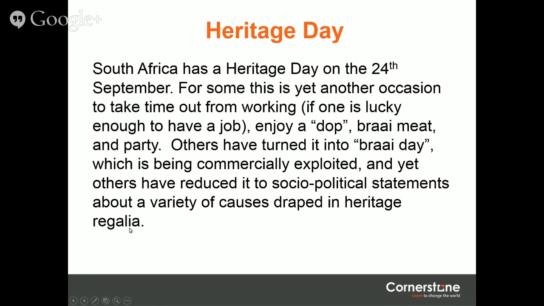And here I think Mellett is poking fun at all the groups, the coloured people who enjoy their dop and their party so much, and the whites who enjoy their braai so much, and some people are making money out of it, and the political parties and so on who make it political with banners and badges and medals and things like that.